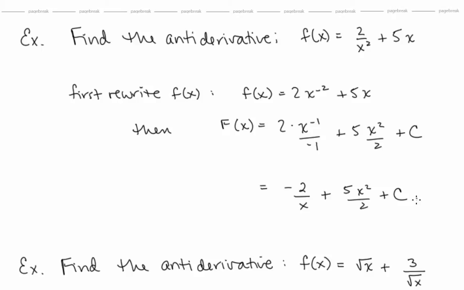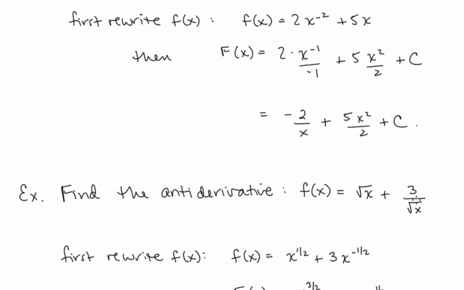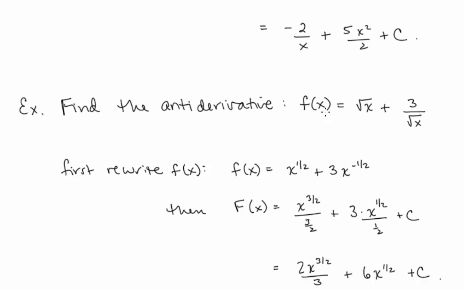And of course you can go back and check by taking the derivative. Let's take a look at another. Find the antiderivative. We have f of x equals radical x plus 3 over radical x. So just as in the last problem, we want to rewrite this before we attempt to use our antiderivative rules. We want to get it out of the radical notation. We also don't want to have any powers in the denominator. We want to rewrite this as 3 times x to a power. So here we have f of x is equal to x to the 1/2 plus 3x to the negative 1/2.